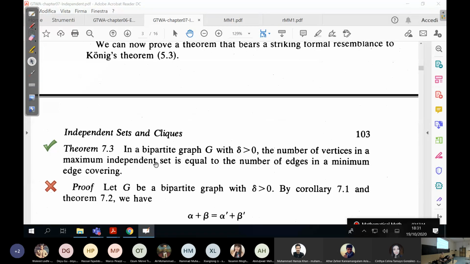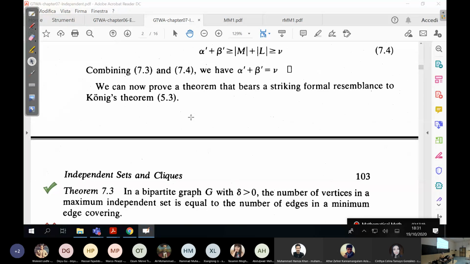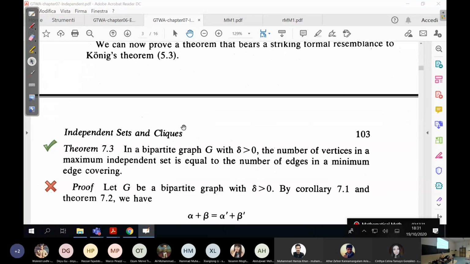And we have a theorem, Koenig's, no, it's not Koenig's theorem, but it resembles Koenig's theorem. In a bipartite graph with no isolated vertices, delta, small delta greater than 0, the number of vertices in a minimum independent set is equal to the number of edges in a minimum edge covering.